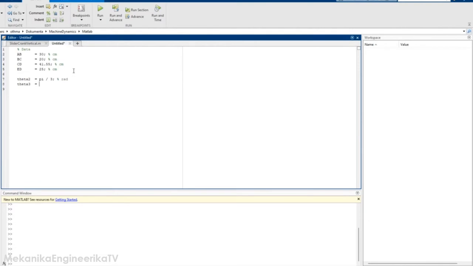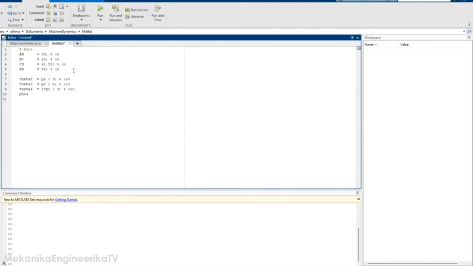Theta 3 will be 30 degrees, it means pi over 6 here. So I'm just putting all the data given. Theta 4, yes, here it's 120 degrees, 2 times pi divided by 3. Also in radian. And phi 4.